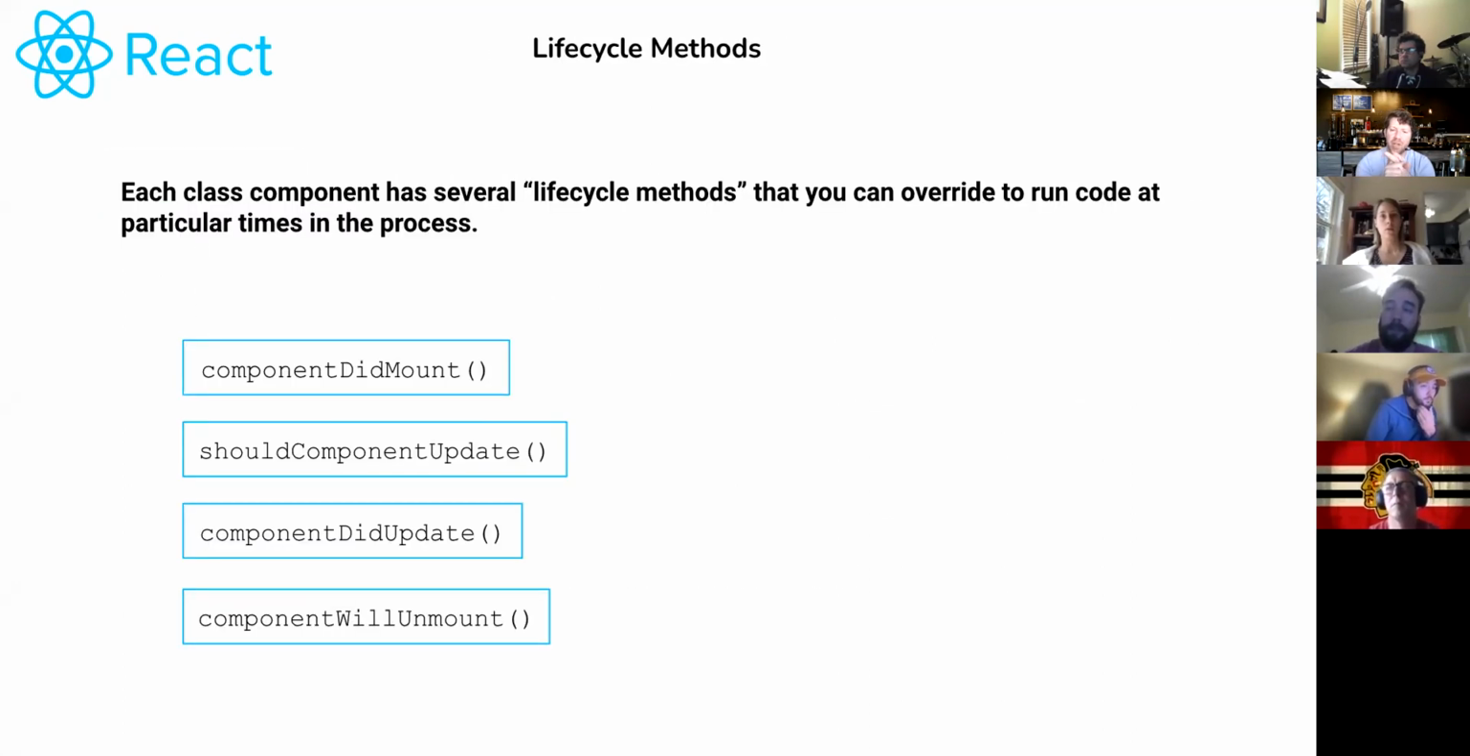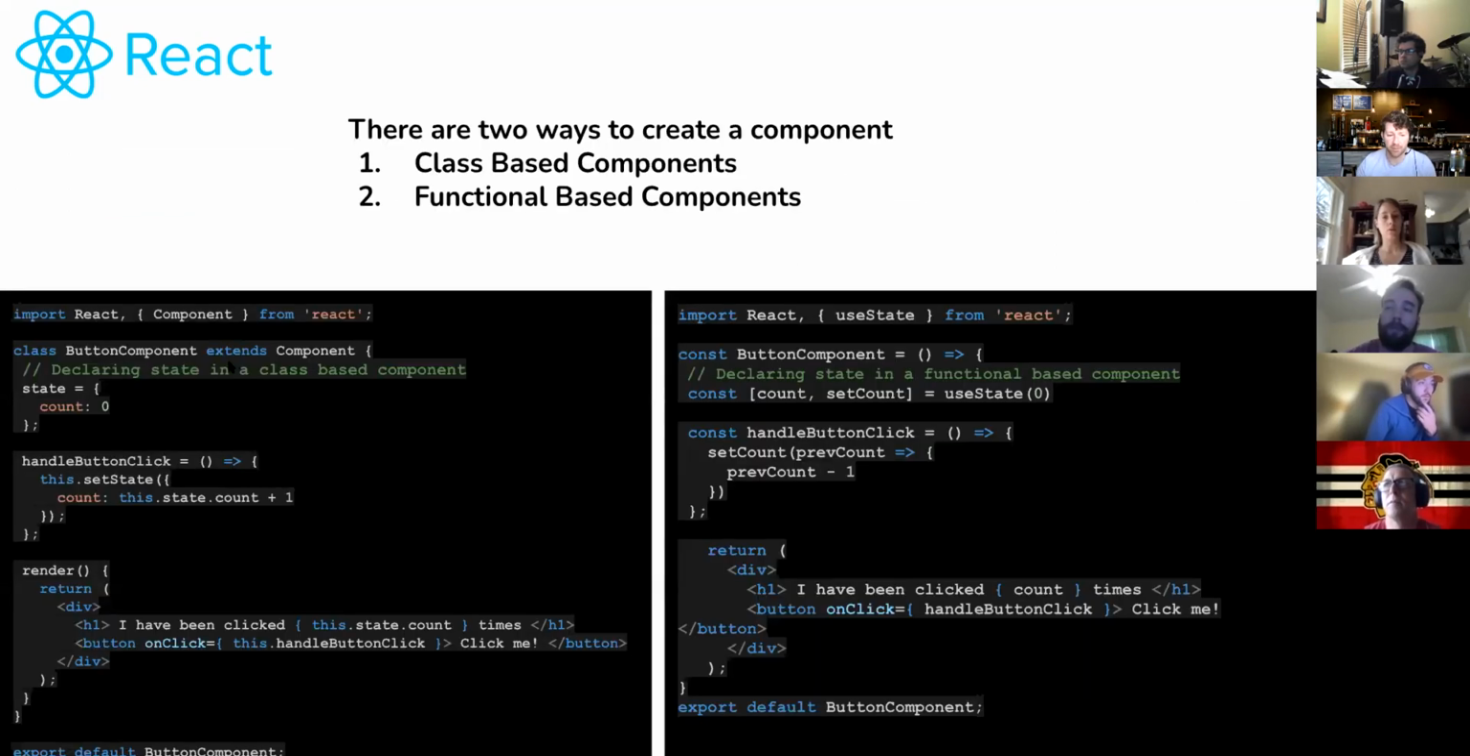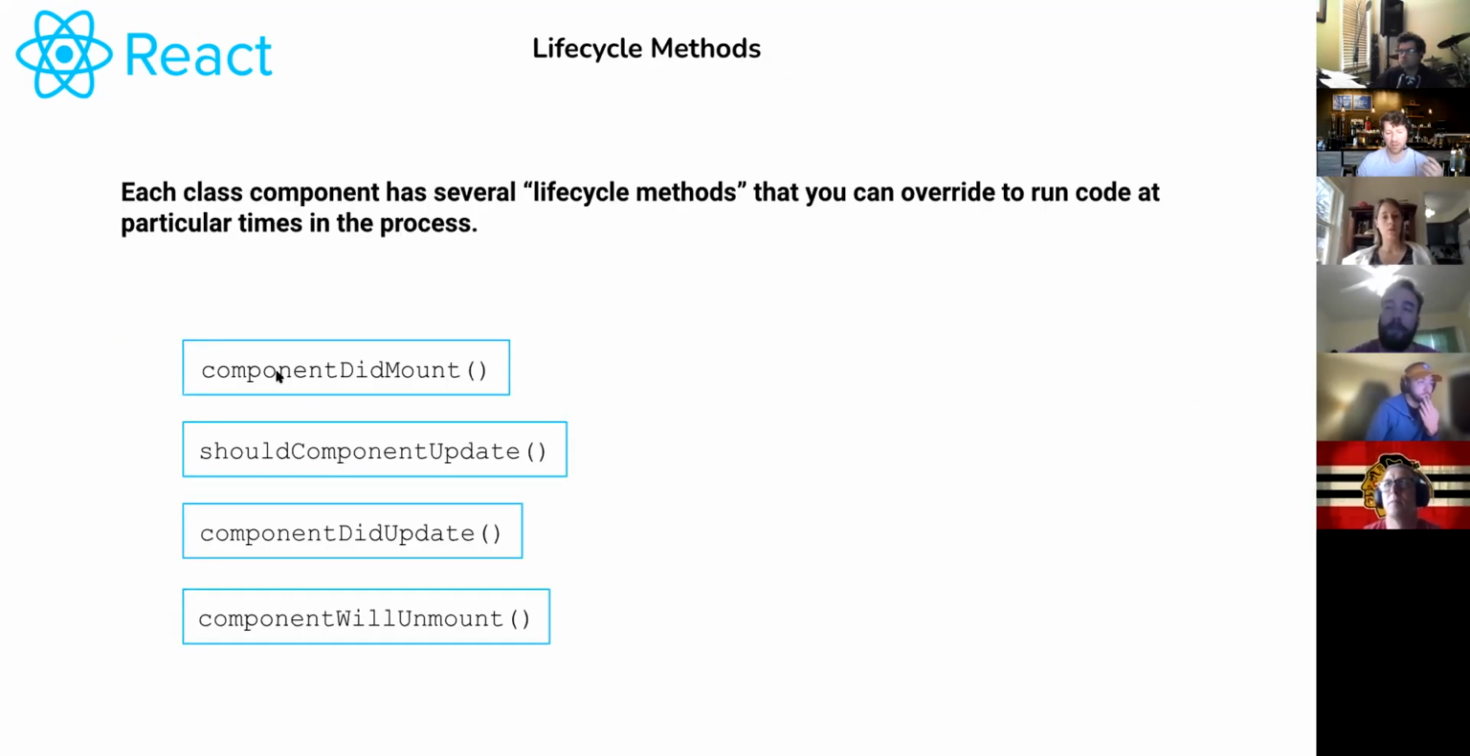And this is unique to class-based components. So again, back in the day, when they strictly used class-based components, there were these things called lifecycle methods that you can use to trigger certain pieces of code at certain points within the component's lifecycle. These are reserved methods that already come with React: componentDidMount, shouldComponentUpdate, componentDidUpdate, and componentWillUnmount.